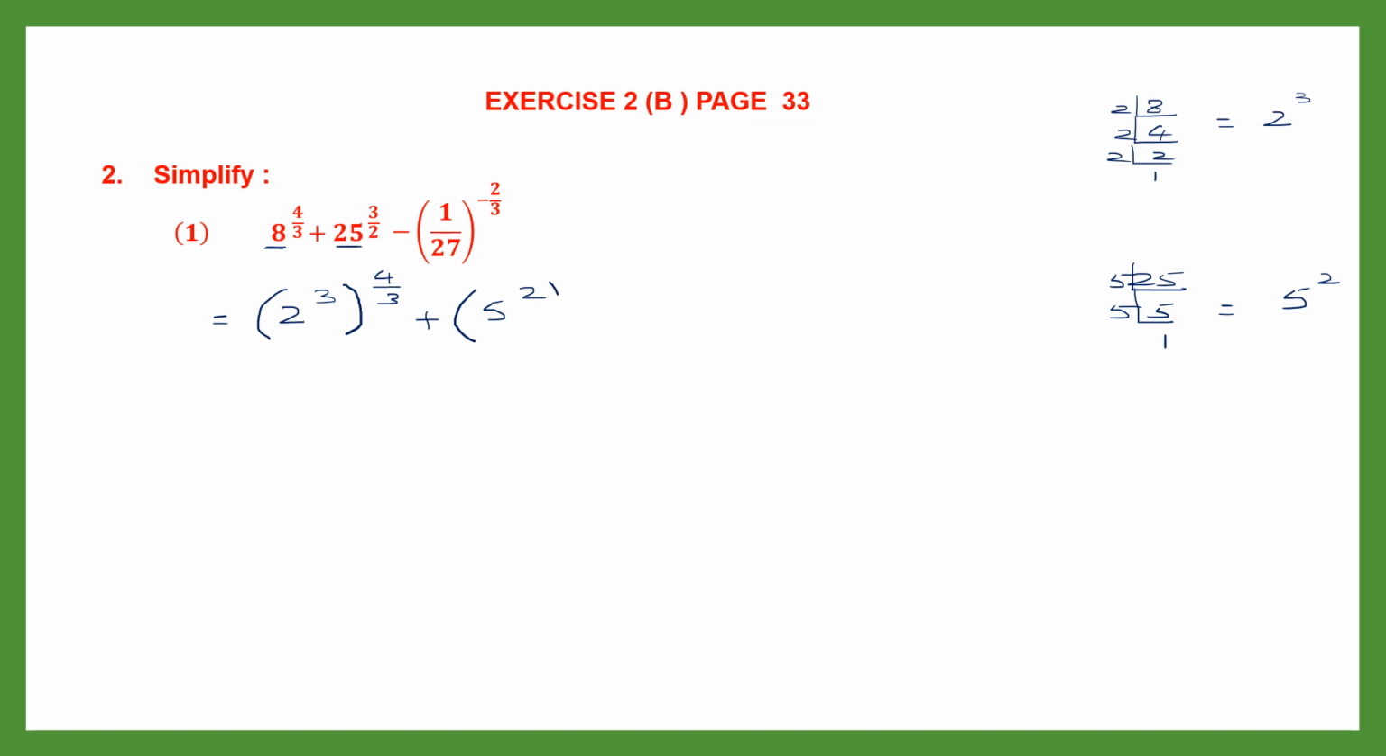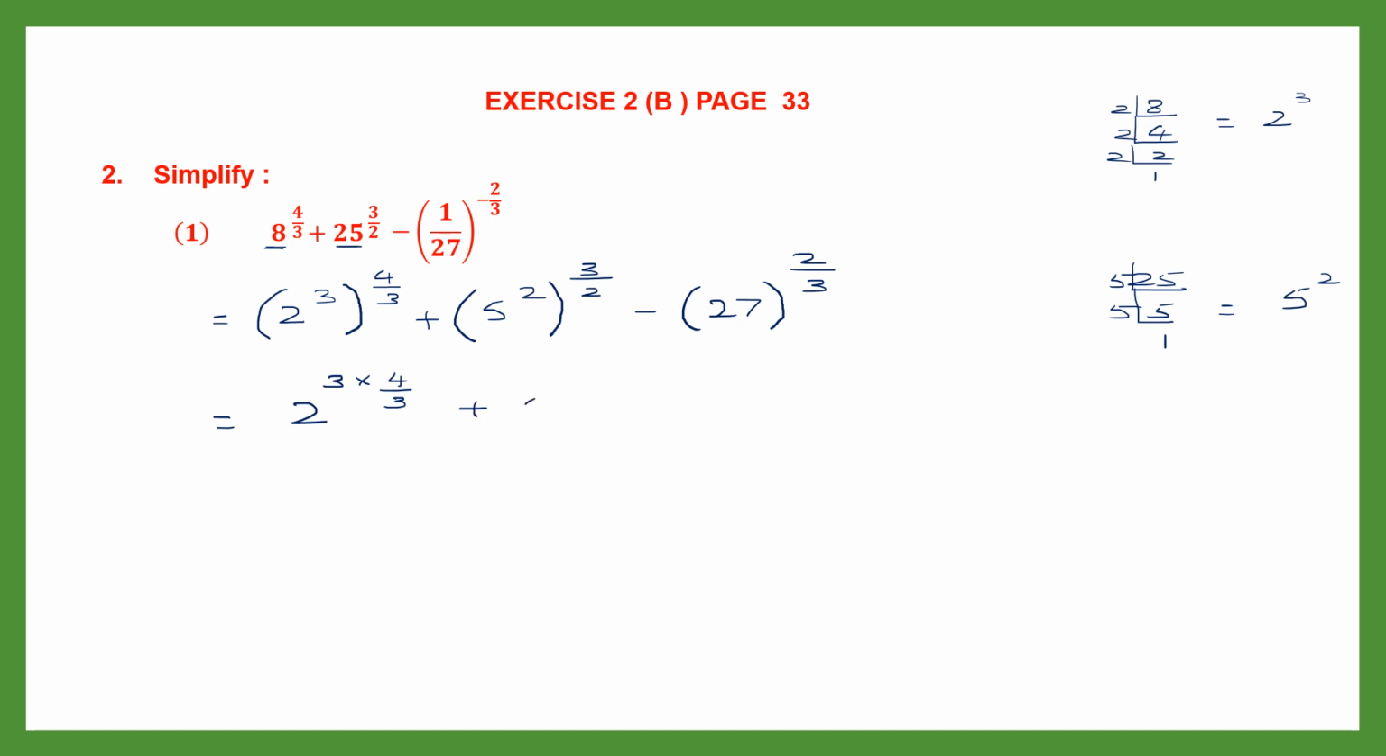And that whole thing is now raised to the power of 3 by 2 minus, now this is 1 by 27 to the power of minus 2 by 3. When you have a negative power, you can change this to its reciprocal and make the power positive. So 1 by 27 can now become 27 and the power is now positive. That means minus 2 by 3 will now be 2 by 3. Now look at this one. 2 raised to the power of 3 is once again raised to the power of 4 by 3, means you write it as 3 into 4 by 3 by applying the power law.